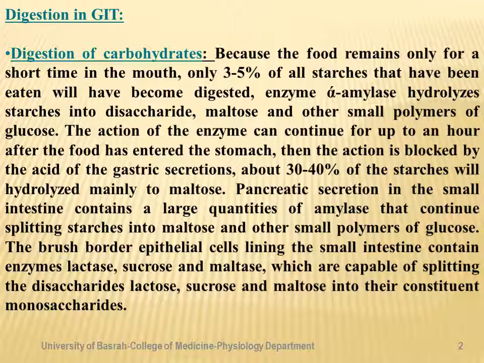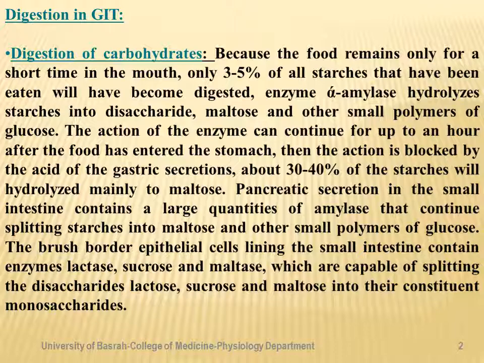The salivary alpha amylase is going to hydrolyze the starch to a disaccharide, maltose, and other small polymers of glucose. The action of the enzyme can continue for up to 1 hour after the food has entered the stomach. Then the action will be blocked by hydrochloric acid and gastric secretion. About 30 to 40% of the starch will be hydrolyzed, mainly to maltose.